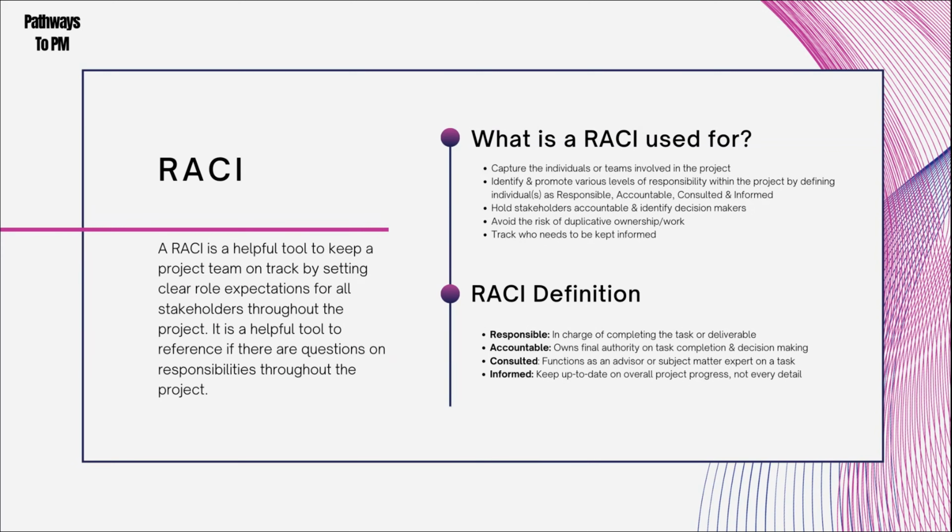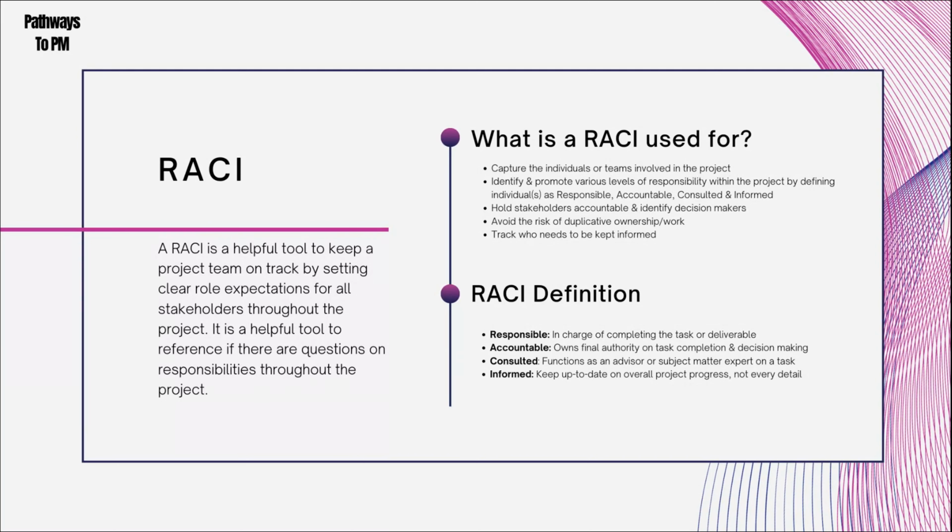And so for RACI, responsible is basically whoever is in charge of completing the task or the deliverable, and then accountable owns the final authority on task completion and decision making. So I'll give you an example. The project manager is responsible for the project as a whole. The accountable person is the project sponsor because they own the final authority on it.